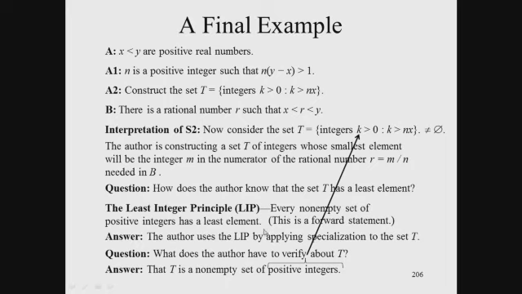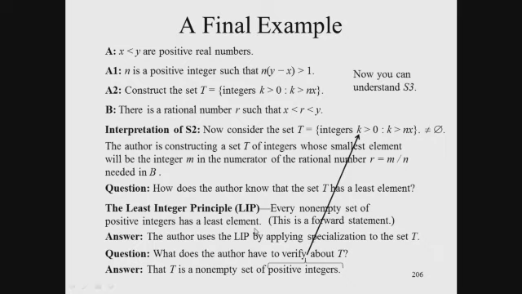Can somebody tell me what is the result of specialization? That the set has a least, smallest element? That the set has a least element. And that is exactly the new forward statement that we can write. By specialization, that is specializing the least integer principle to this non-empty set of positive integers, the result of specialization is that T has a least element.